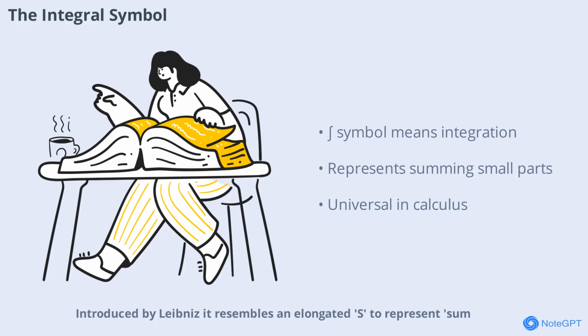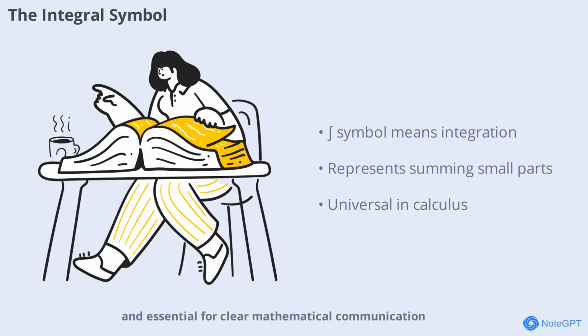The integral symbol ∫ is a key part of integration notation. Introduced by Leibniz, it resembles an elongated S to represent sum, reflecting the idea of summing infinitely many small quantities. When you see the symbol in mathematics, it signals the process of integration is taking place. Alongside the symbol, you'll often see limits of integration for definite integrals, or a function and a differential for indefinite integrals. This notation is universal in calculus and essential for clear mathematical communication.